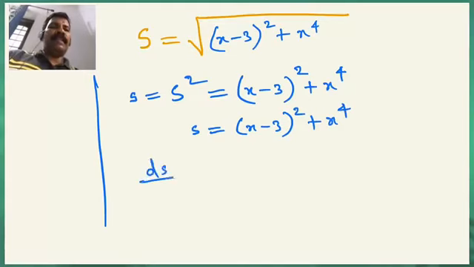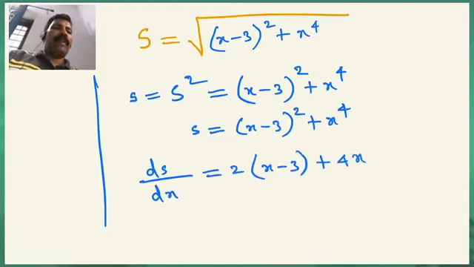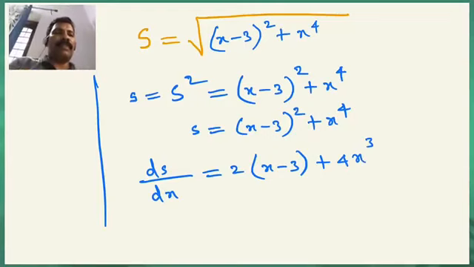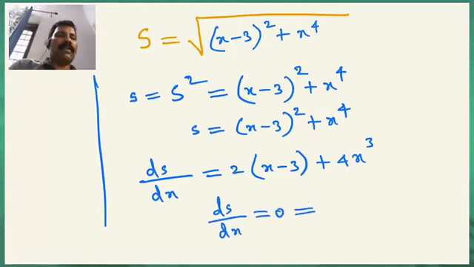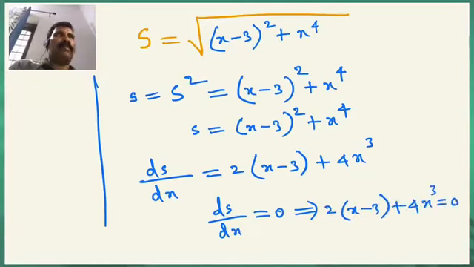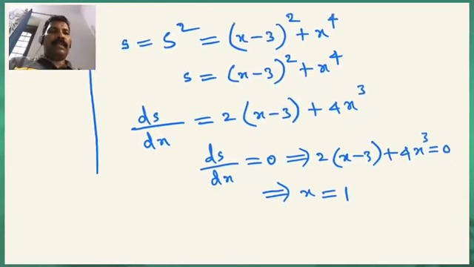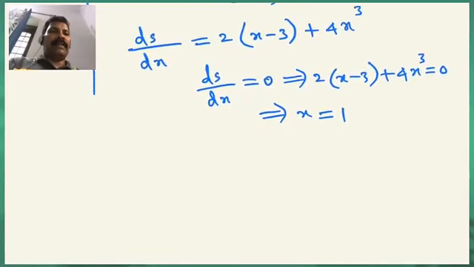Then we have to find ds by dx, that is equal to 2 into (x minus 3) plus 4 into x cube. Now we have to find the critical points by equating ds by dx equal to 0, which implies 2 into (x minus 3) plus 4x cube is equal to 0, which gives you x is equal to 1. Now we have to check this critical point with the second derivative.